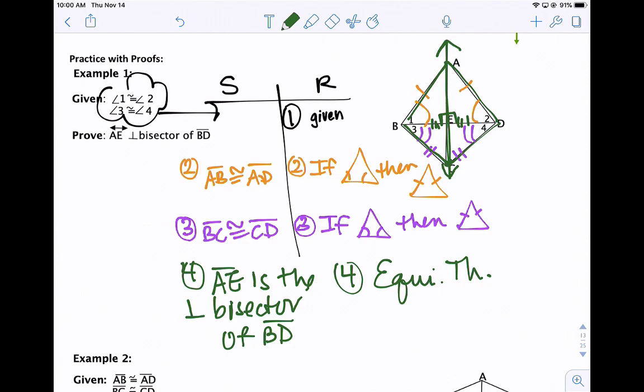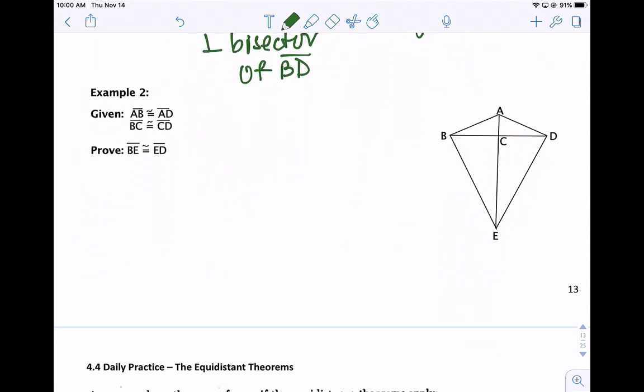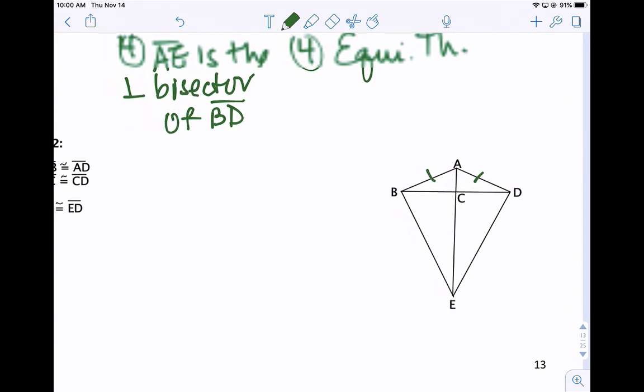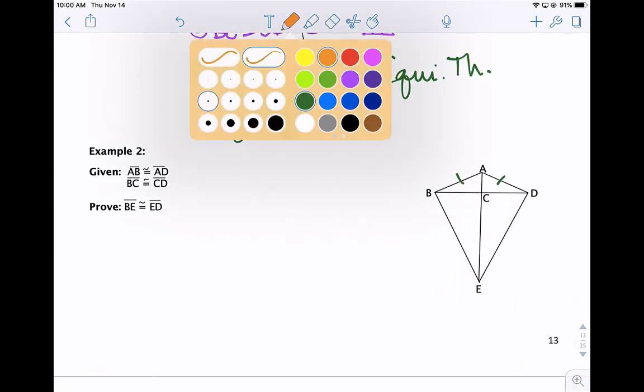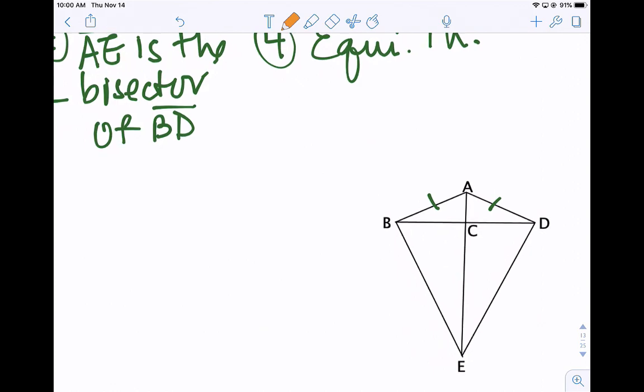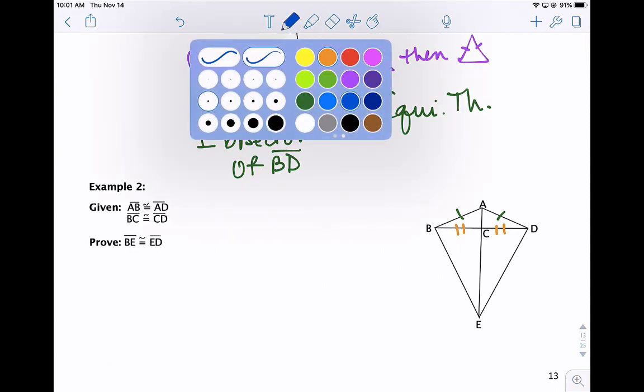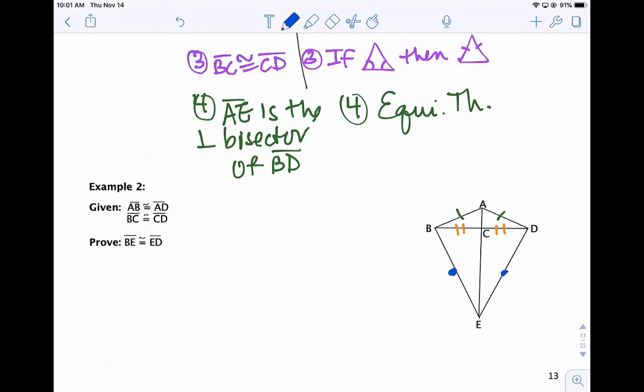Okay, let's do one of the perpendicular bisector theorems. So our last proof for today. Example: AB is congruent to AD, BC is congruent to CD. Show that BE is congruent to ED. So we want to show that these two are the same right here. Okay, so let's show that AE is a perpendicular bisector because A is the same distance from B to D, and same as C. C is the same distance from B to D, so we can show that AE is a perpendicular bisector.